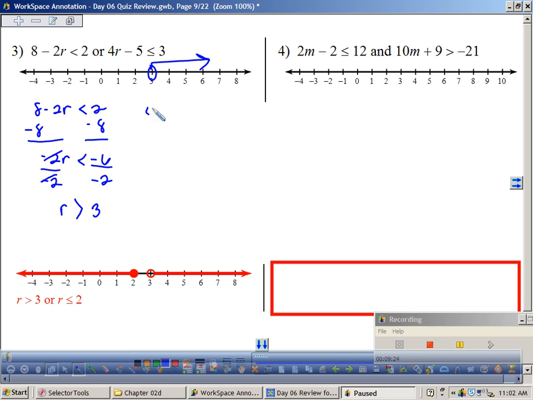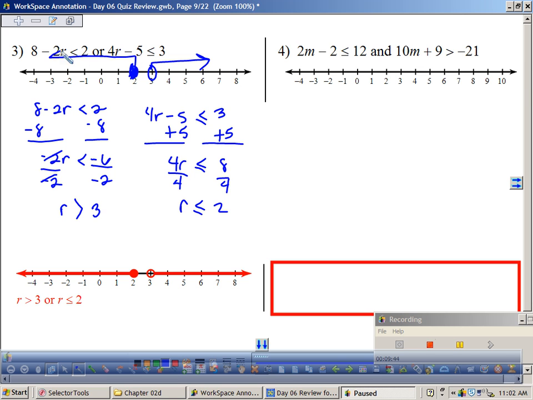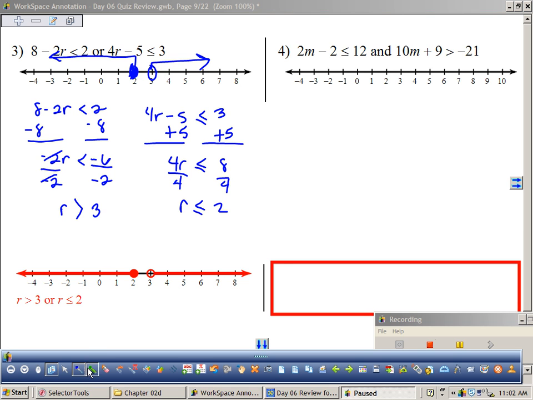And then when I do this one, I have 4r minus 5 is less than or equal to 3, so I'm going to add 5 to both sides. Then I get 4r is less than or equal to 8, divide by 4, divide by 4. R is less than or equal to 2. So less than or equal to means including, right? And it's or, so it's either these or these. So that would be all these solutions right here. These and these.